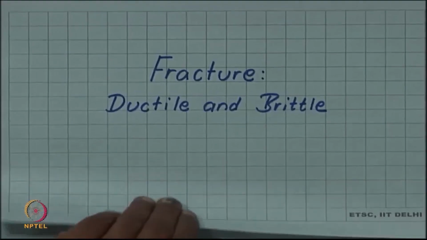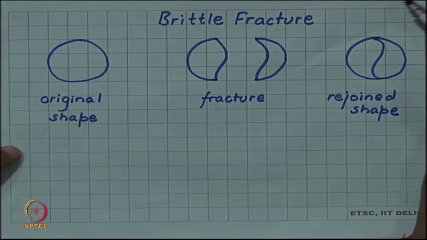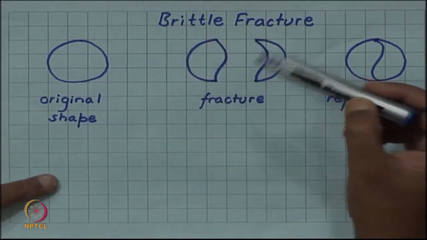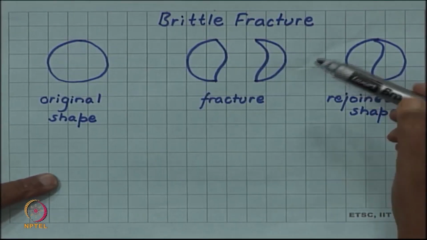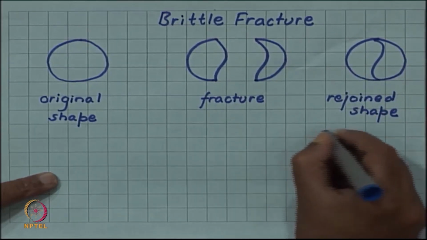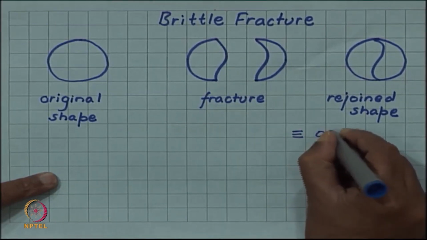There are two kinds of fracture, ductile and brittle. So, let us look at what they mean. In brittle fracture, suppose we have an original shape, and fracture takes place, breaking it into two pieces. Then if we rejoin the broken pieces, we recover the original shape. So, the rejoined shape is the same as the original shape.